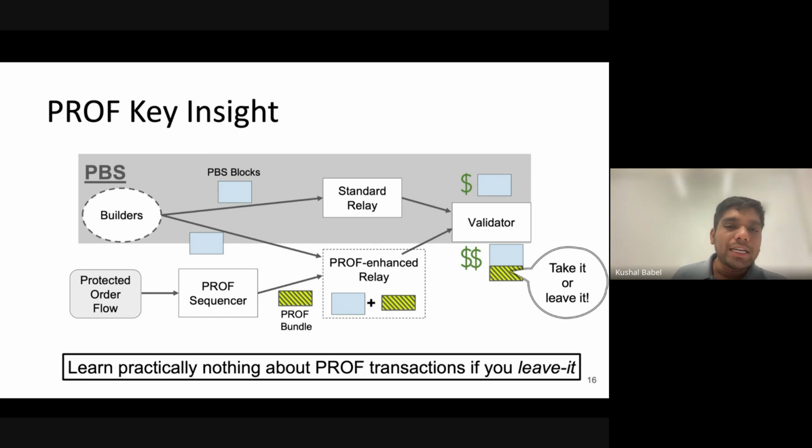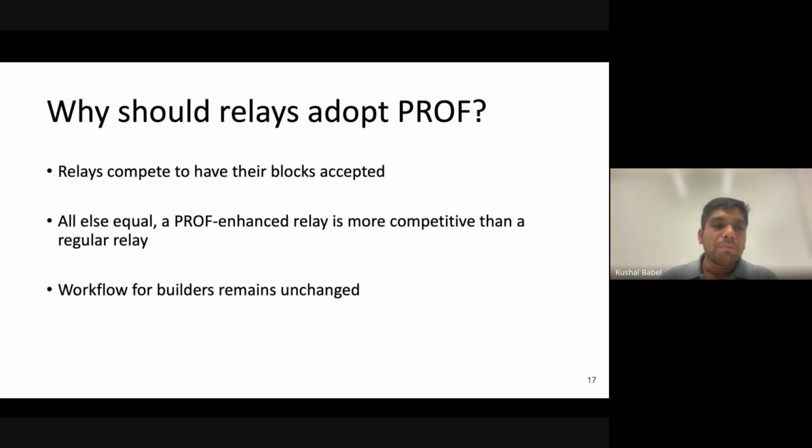Okay, now I'll talk about how we enforce the take it or leave it guarantee in PROF. But before that, let's look at why relays should support PROF, this kind of bundle merging for PROF. Well, relays are also competing for market share, right? And appending the PROF bundle to the block coming from the auction only makes the relay more likely to be chosen by the validator.